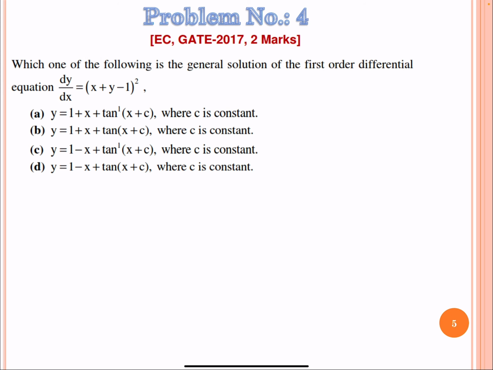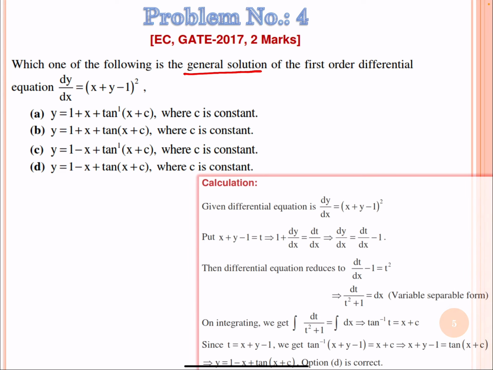Which one of the following is the general solution of the first order differential equation dy over dx is equal to x plus y minus 1 whole square, and we have given 4 options. In this type of problem you cannot directly separate the variables, but if you substitute x plus y minus 1 is equal to t, then you can separate the variables, and it becomes a variable separable form. See, we have given this type of equation, dy over dx is equal to x plus y minus 1 whole square.